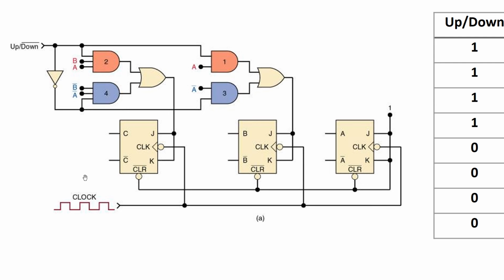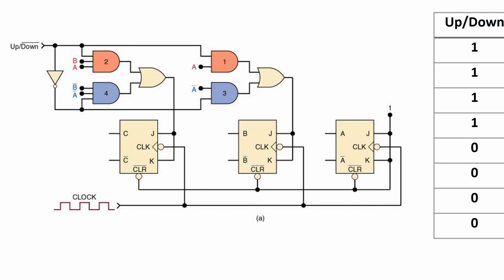We're going to zoom in here. Take a look at flip-flop C. J and K are going to be tied to this OR gate, and now we're going to ask ourselves, under what conditions would the output of this OR gate be high? The OR gate would only be high if A and B and up-down are all 1, or the OR gate will be high whenever A, B, and up-down are all 0.